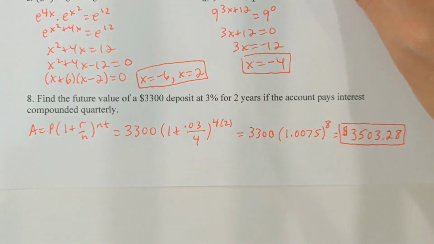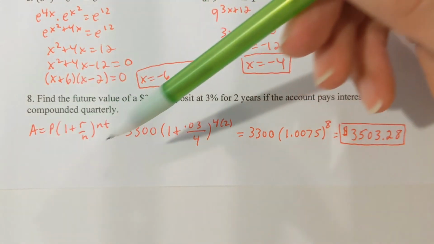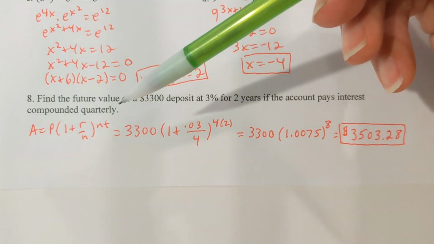Problem 8 and 9 are just kind of some application problems of an exponential. Problem 8, we want to find the future value of a $3,300 deposit at 3% for 2 years if the account pays interest compounded quarterly. All right, so here's the general formula for compound interest.